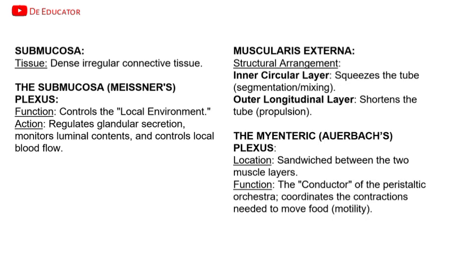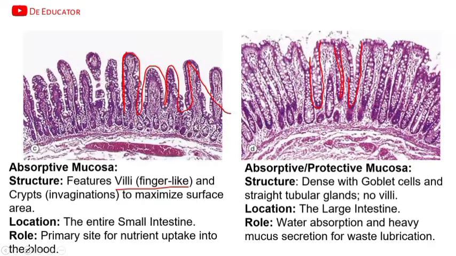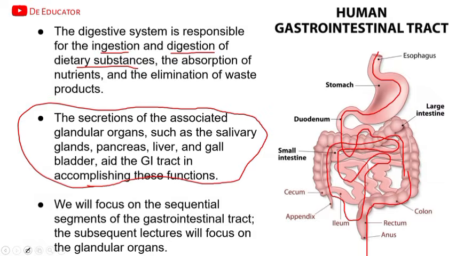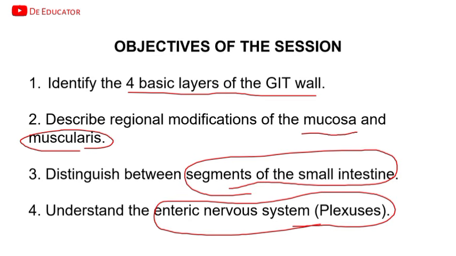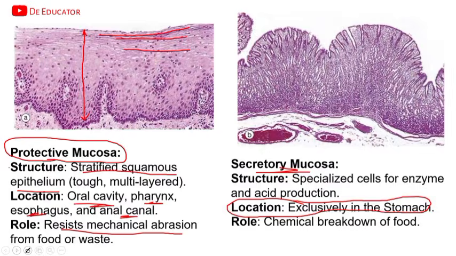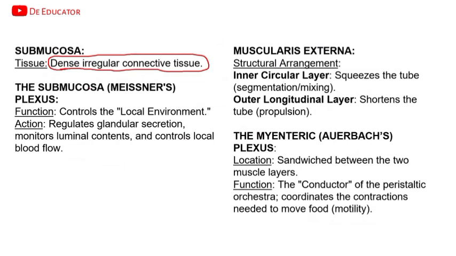Submucosa is made up of tissue, like I said, and the tissue is dense irregular connective tissue. In this submucosa, there is a plexus. Remember, we mentioned the enteric nervous system in our objectives. One of the objectives was for us to understand the enteric nervous system plexus. That is number 4, so that is what we are currently doing. The submucosal plexus is known as the maintenance plexus. What it does is to regulate glandular secretion.